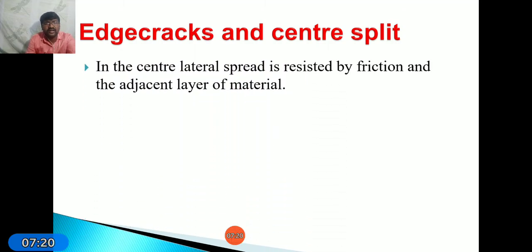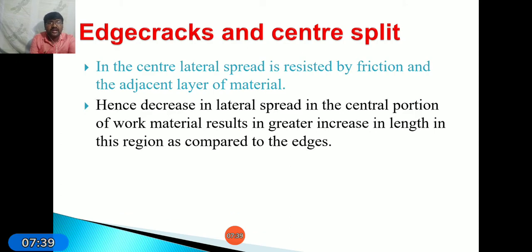Next, in the center, lateral spread is resisted by friction and the adjacent layers of the material. Due to the friction, the center lateral spread will be resisted. In that case, the length will be increased compared to its lateral dimensions. Hence, the decrease in lateral spread in the central portion of the work material results in a greater increase in the length of this region as compared to its edges. Here the lateral dimensions will be reduced and the length will be increased.